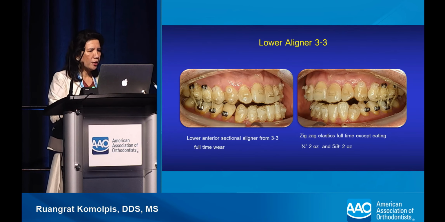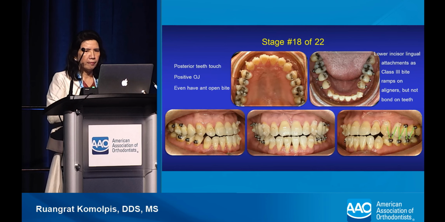And this is him in action: lower aligners, 3 to 3, running zigzag elastic full time except eating. We have 2 sizes of elastic, 3/4, 2 ounces, or 5/8, 2 ounces, depending on how many teeth on the top and bottom that you hook the elastic on. At stage 18, the posterior teeth start to touch. We have positive overjet. We even have anterior open bite. And I think because the lower left lateral intruded, we have this anterior open bite.